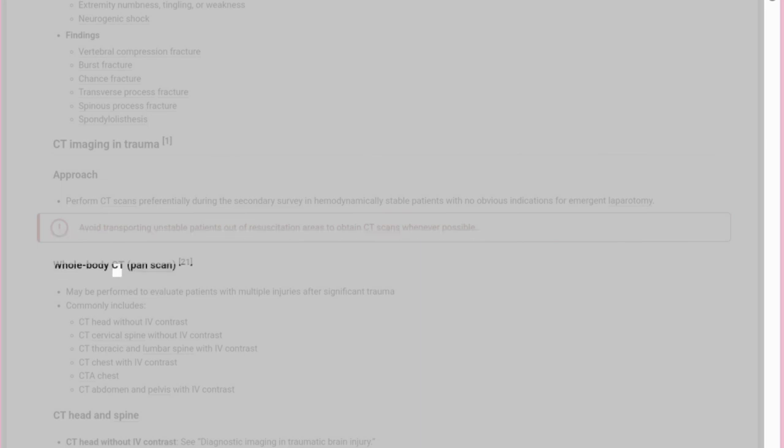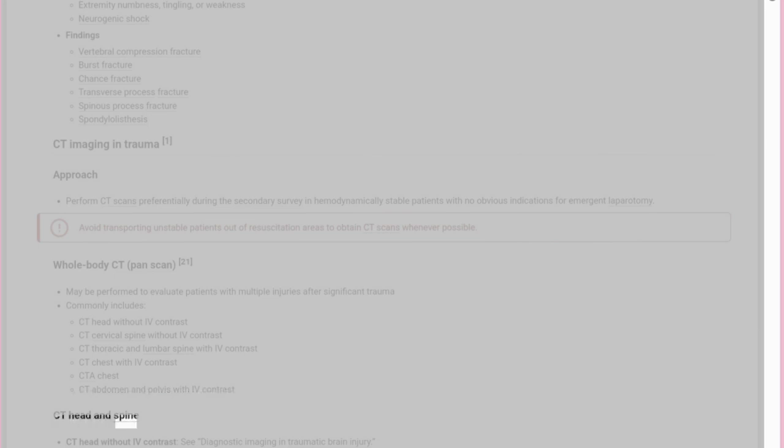Whole body CT, pan scan. May be performed to evaluate patients with multiple injuries after significant trauma. Commonly includes CT head without contrast, CT cervical spine without contrast, CT thoracic and lumbar spine with contrast, CT chest with contrast, CTA chest, CT abdomen and pelvis with contrast.